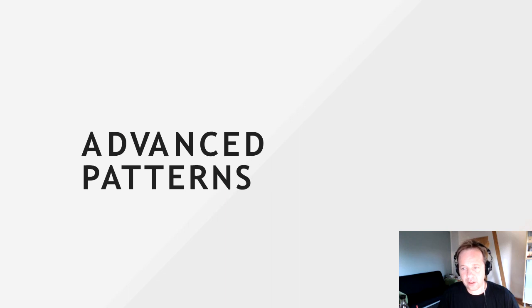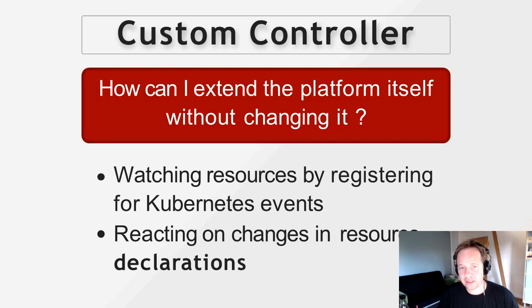Okay, let's go quickly to the advanced patterns, which go even a step further. Here the idea is: how can I extend the platform itself without changing it? And there the idea of a custom controller comes in. This custom controller is a service running in the background, and it registers for certain Kubernetes events. If any of the resources change over the API, so if something happens there, then these controllers get notified, and they can react to these changes and perform certain actions, like, for example, this kind of reconciliation.